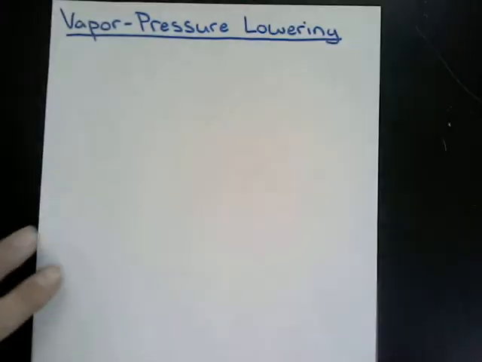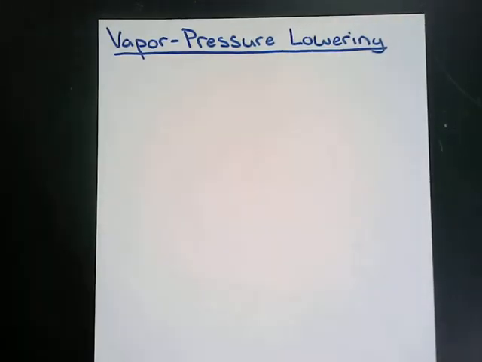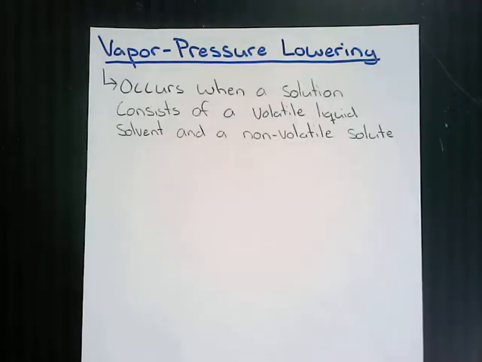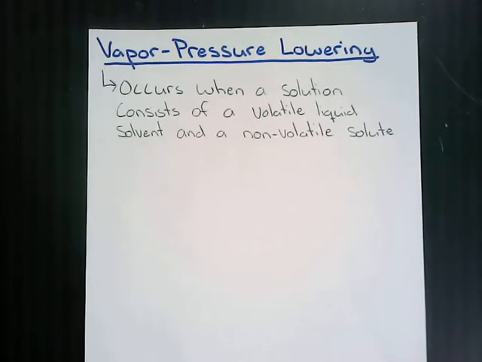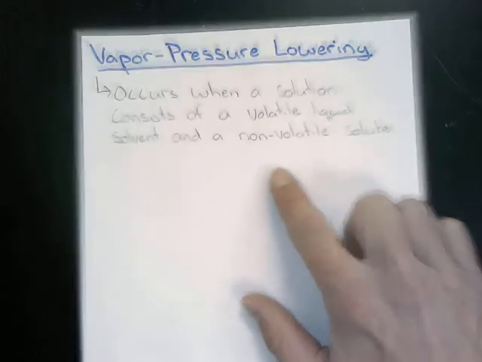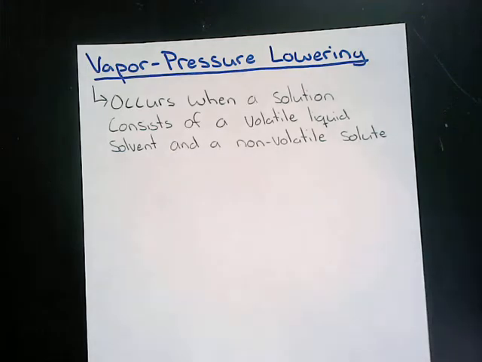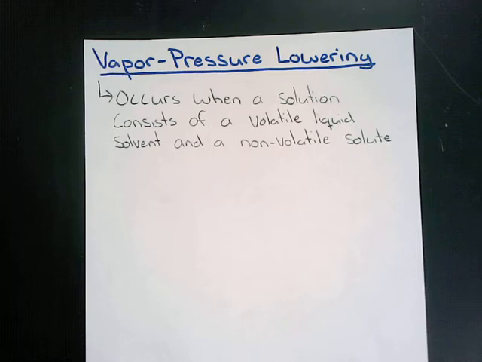We start out here with the first one that was listed, and that is vapor pressure lowering. Vapor pressure lowering occurs when a solution consists of a volatile liquid solvent and a non-volatile solute. This term volatile means this liquid is going to evaporate easily. So you have a solvent that evaporates easily and a solute that does not easily evaporate. They mix together and form this solution to cause this vapor pressure lowering.